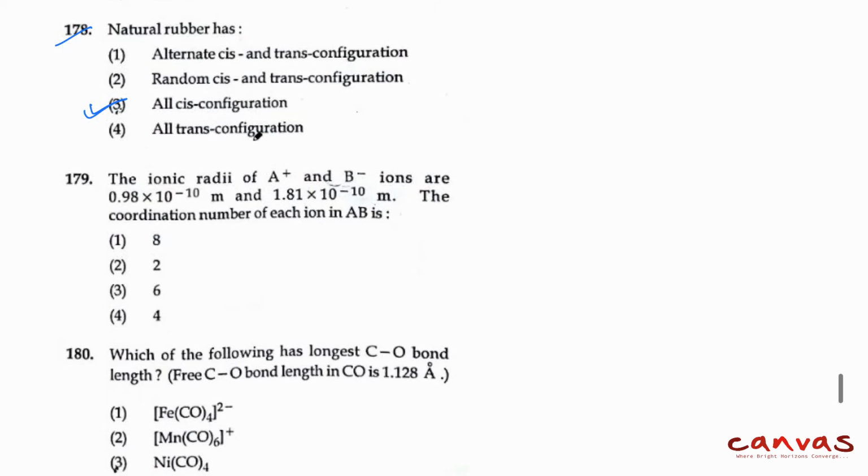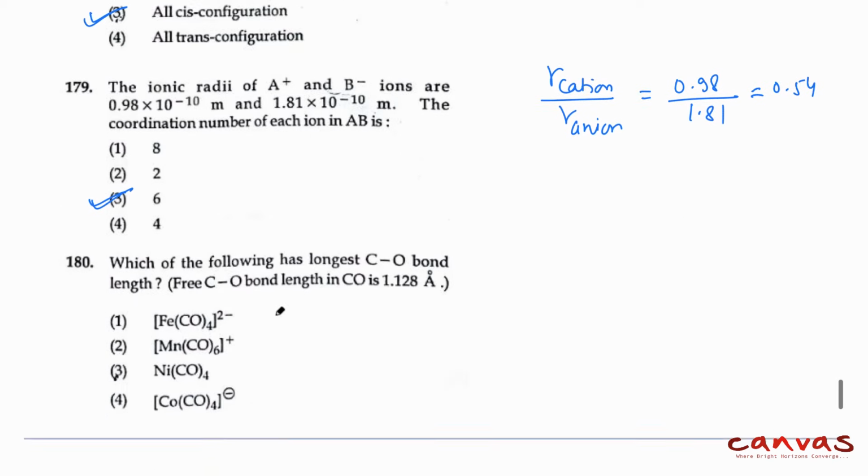Then the 179th, in this case, if you take the R cation upon R anion ratio, that is 0.98 divided by 1.81, it will be somewhere around 0.54. So the coordination number for that radius ratio is 6. So we get a coordination number of 6.